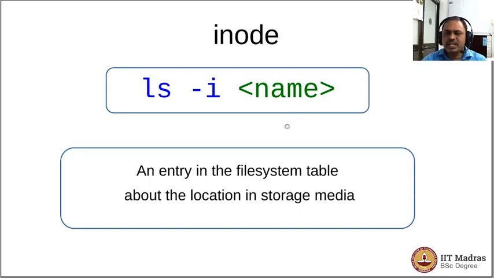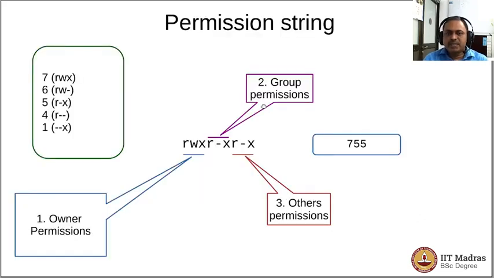So inode is actually an entry in the file system table about the location in the storage medium, and it will be unique for every unique file. So if there are multiple entries in the file system that have the same inode, it means that they are all hard links. Now a little bit of detail about the permission string also before we go to the command line.